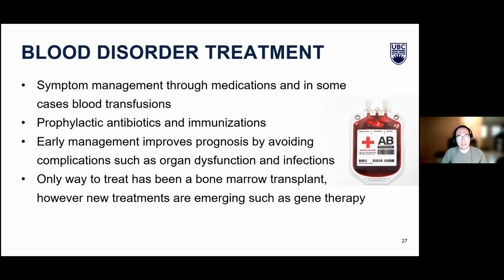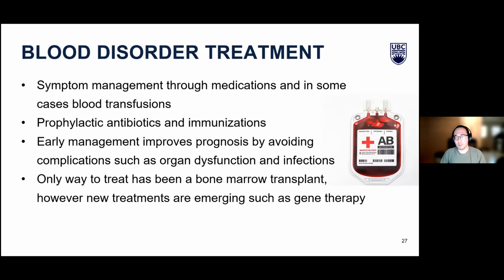There's also prophylactic antibiotics that can be provided, as well as immunizations, and this is to help reduce the chances of infections and the complications that come with infections in early life. Again, same thing as the metabolic disorders and the endocrine disorders. Early management of these blood disorders does improve the prognosis by avoiding the complications associated with the organ dysfunction and the infections. But the only way to treat these disorders has normally been to get a bone marrow transplant.